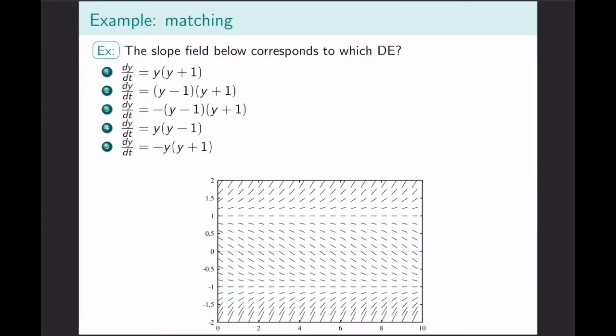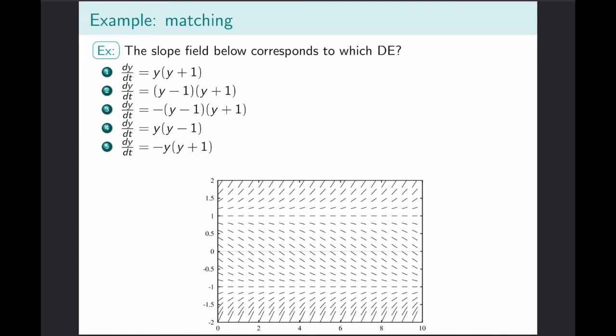So in this case, we are given a slope field and we're asked which one of these differential equations matches this slope field. Slope fields have a lot of information and we just have to unpack it to see how we can match it to what is presented in the differential equations.